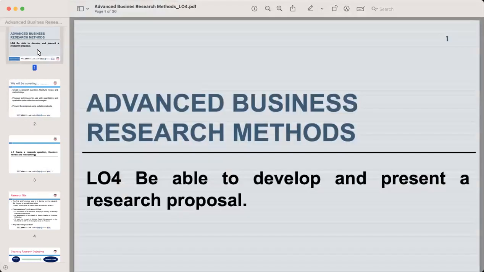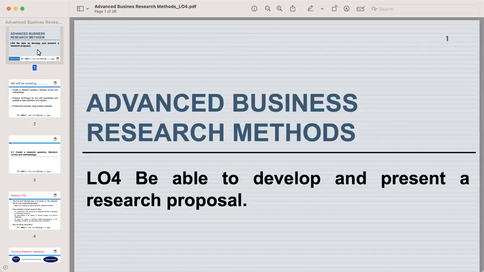So today we will discuss the process of developing and presenting a research proposal. This is an essential step in conducting advanced business research. I hope that by the end of this lecture, you will have a good understanding of how to create a research proposal in simple terms.